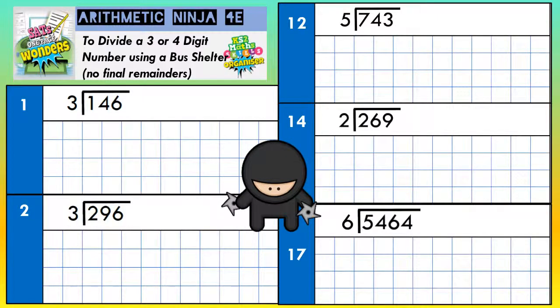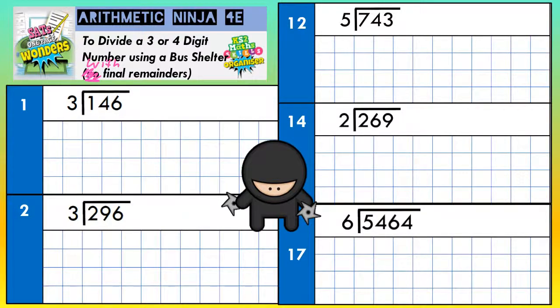Welcome Arithmetic Ninjas to dividing a 3 or a 4-digit number using a bus shelter. Now there is a slight mistake in the title here. It shouldn't say no final remainders. It should say with final remainders. So we're going to have a look at what happens if there is a remainder.